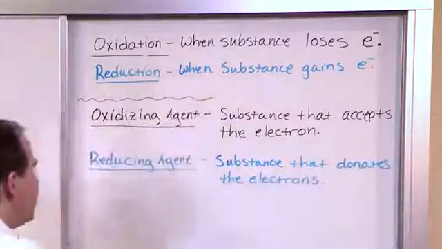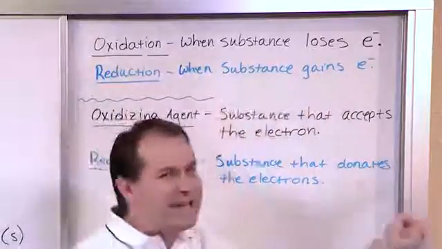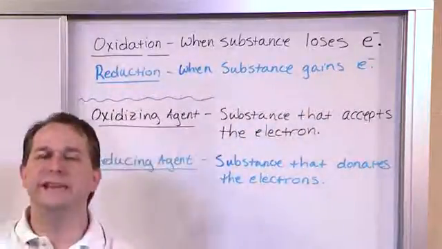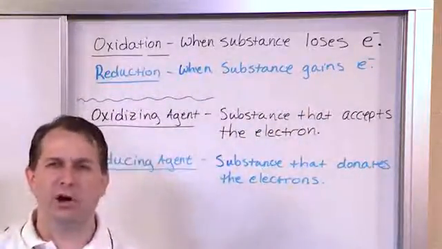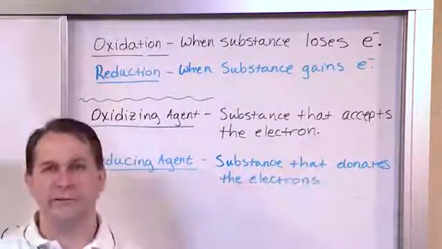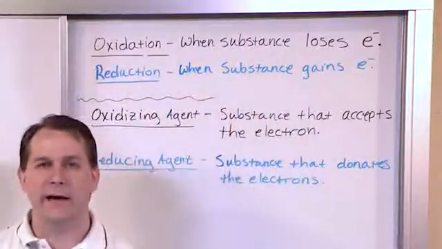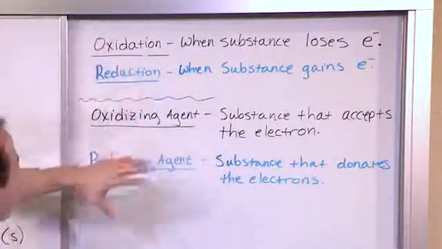Basically, like we said before, reduction is when something gains electrons. The reducing agent helps that process along, and the way that it does so is it's the thing that donates the electrons in the first place, so that the thing that's being reduced can accept or gain them. So these things go hand in hand.